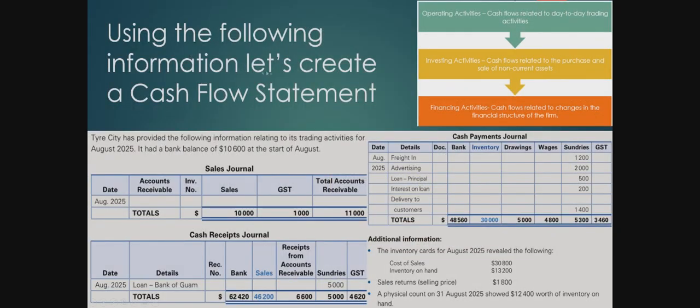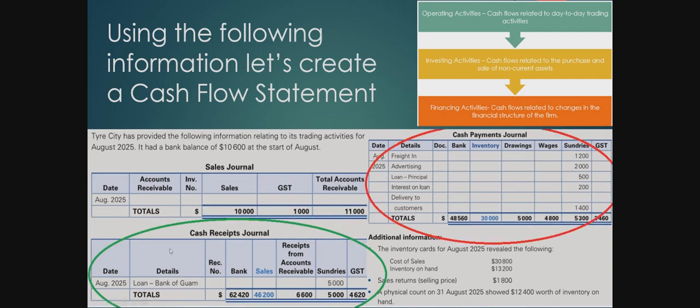So using the information, let's create a cash flow statement. How do we use these journals and determine what belongs in a cash flow statement? Well, if you follow these little guides here, you should be able to determine that you only need a cash receipts and a cash payments journal in order to do a cash flow statement, because they're the only two that relate to cash.